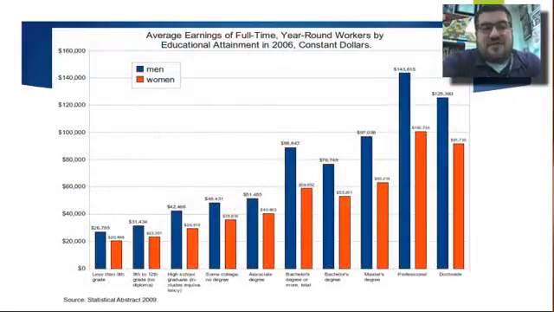Here you can see the average earnings of full-time year-round workers by educational attainment in 2006. Men and women are not being paid the same amounts, whether they have less than a 9th grade education, 9th to 12th grade, high school graduate, some college, associate's, bachelor's, master's, professional, or doctorate. Women still get paid less than men. So that is still a challenge we need to overcome.